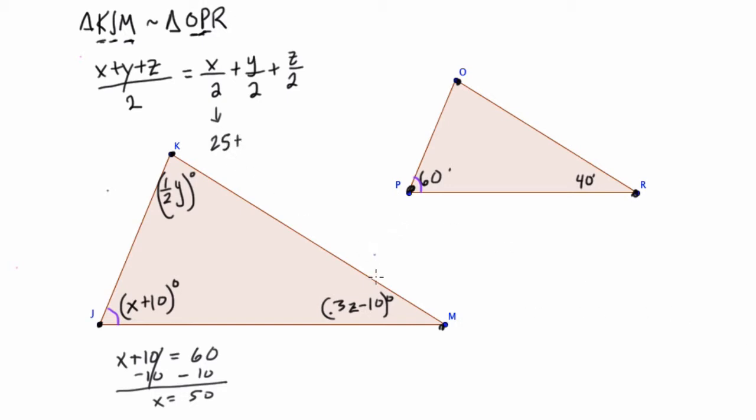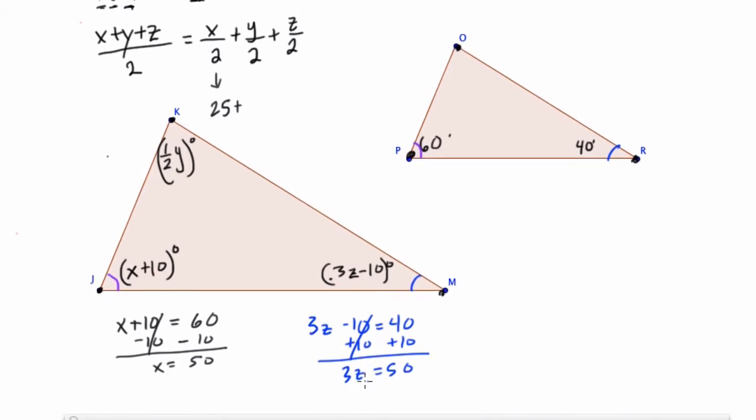Next we have, let's do angle M over here with R. And that's the same scenario. We have 3z minus 10 equals 40. We add 10 to both sides, right? We're balancing the equation. And 3z equals 50. So what does that mean? Well, z equals 50 divided by 3, right? Divide both sides by 3.